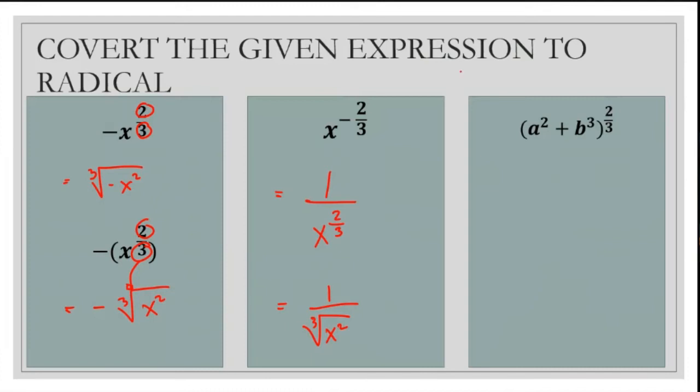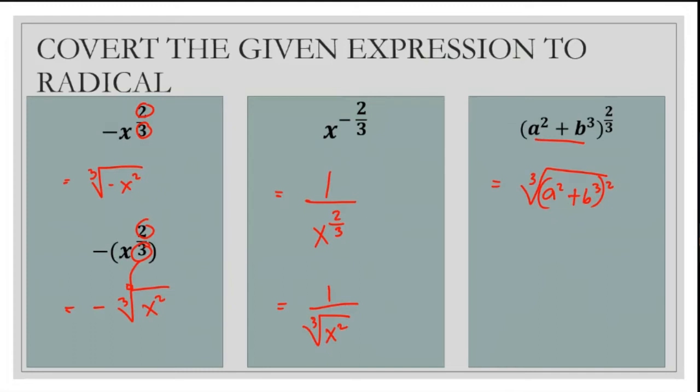The same as what we have in the previous example, this will be counted as one expression. So you will be having the cube root of a squared plus b cubed raised to 2. Okay, so you cannot distribute 2 in the two terms because it is already counted as one term because of the operation plus in between the two variables. So the answer will now be the cube root of a squared plus b cubed raised to 2.